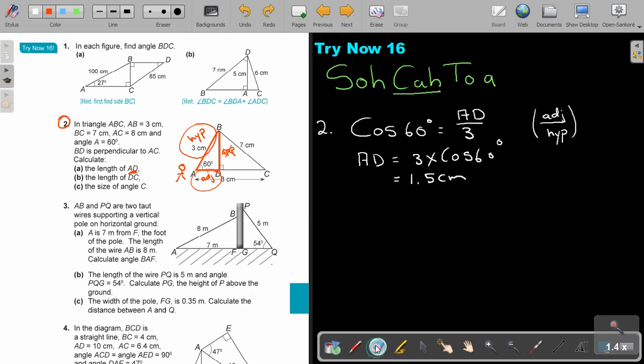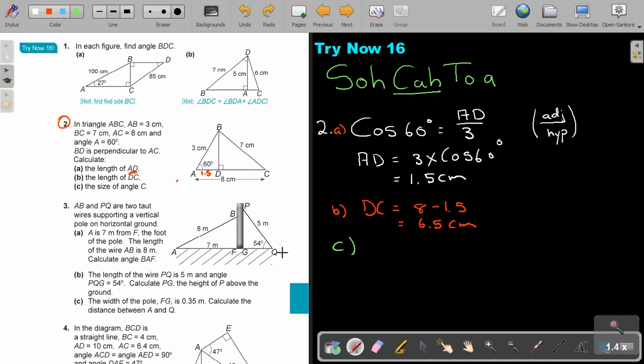Okay, now I wrote so many things, so I'm going to clean this and just fold this in 1.5. Now the length of DC, this is 8. So if this was A, this B, if I want to find DC, it will just be 8 minus that 1.5, and that will just give me 6.5 centimeters. And then the final one, the size of angle C, this angle.